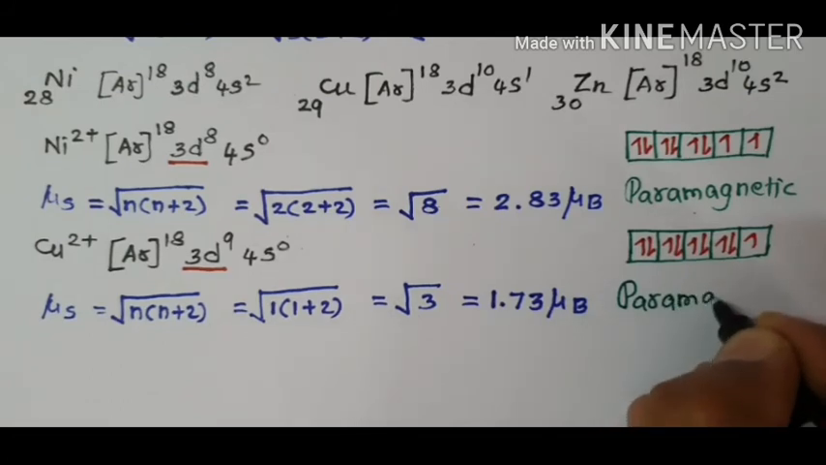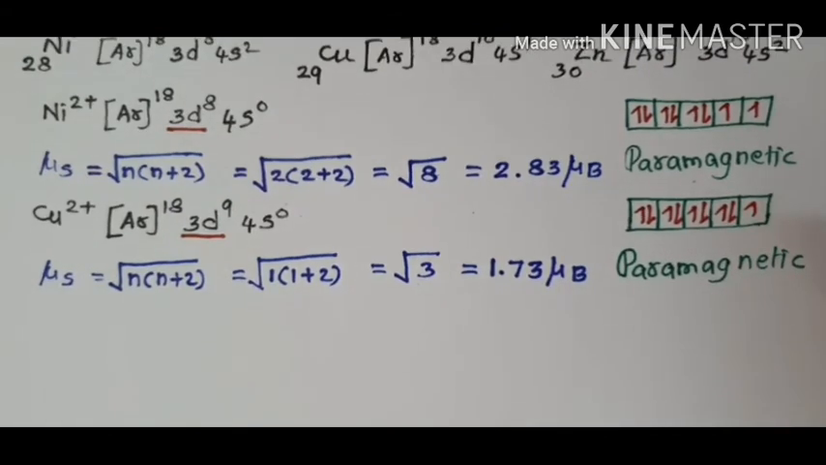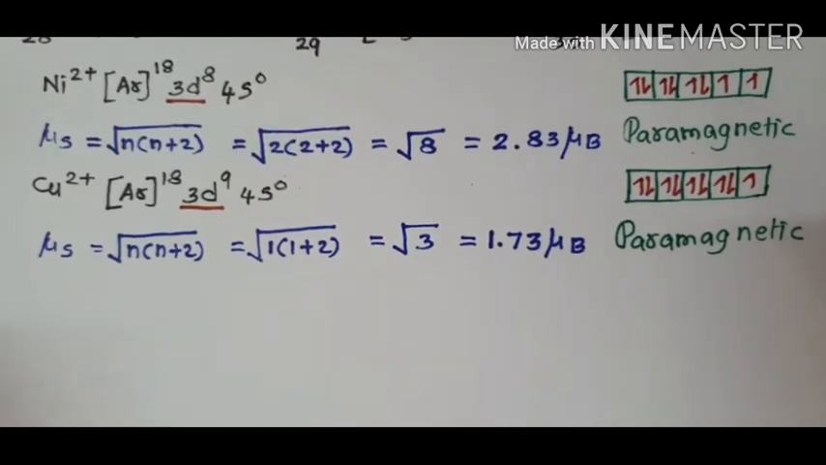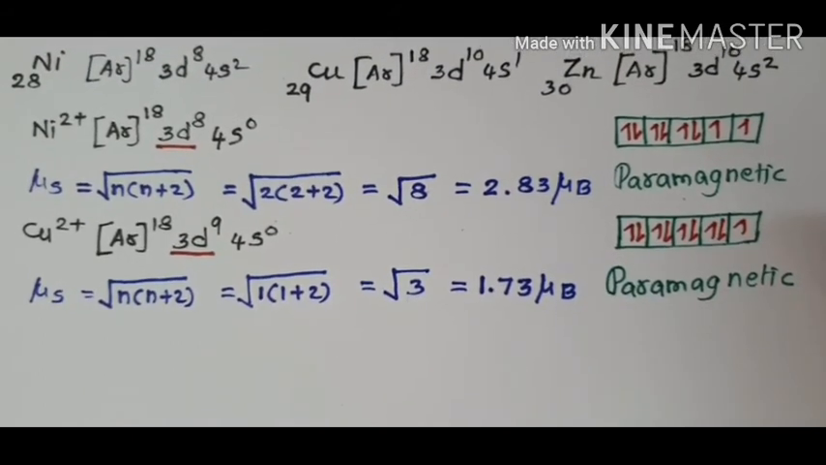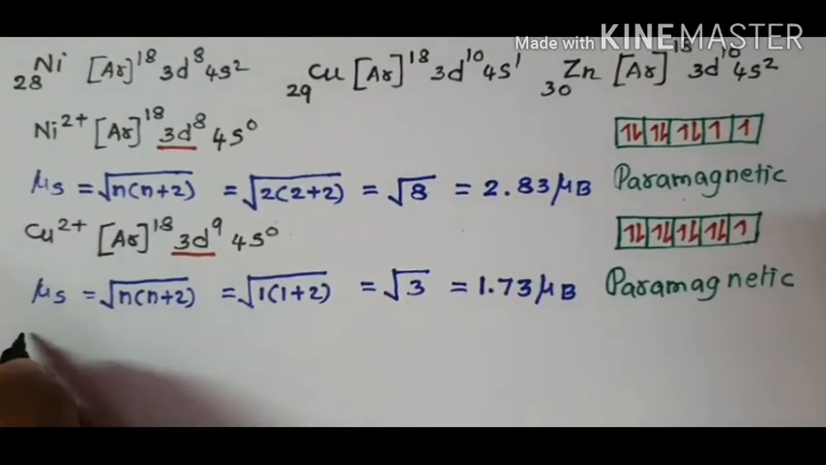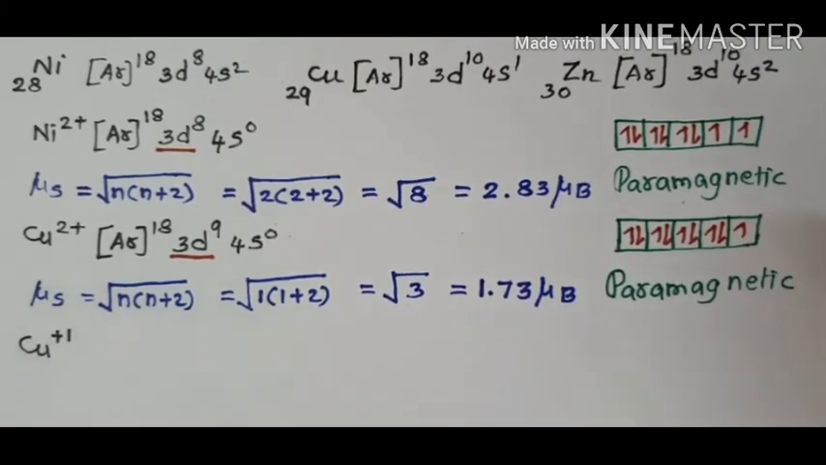Copper 1 plus is diamagnetic. Copper 2 plus is paramagnetic. Now, come to an important point. Now, we are going to write the electronic configuration of 2 important ions. One is copper plus 1 ion electronic configuration.